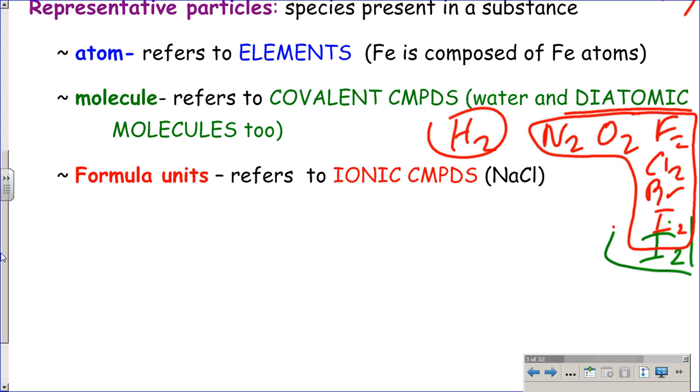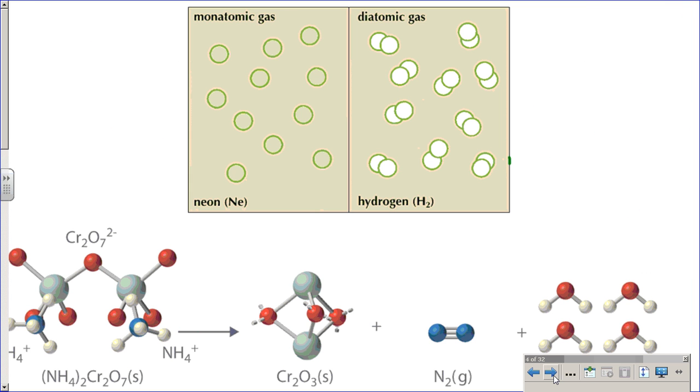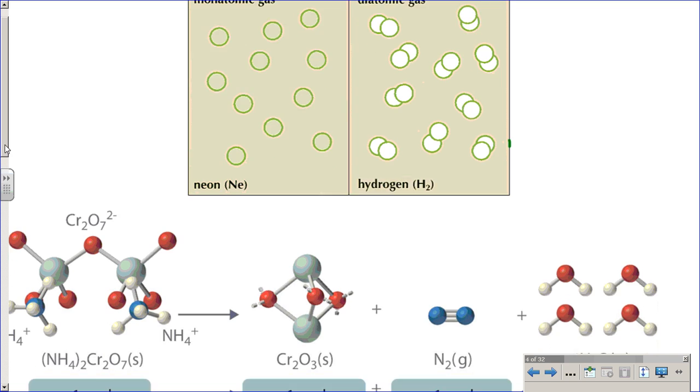All right, so let's look at some pictures. Let's see what these things look like, and then we'll get into some math. I know some of you guys are math happy. So, first one, neon, atom, molecule, or formula unit? Atom, because it's just straight from the periodic table. H2 gas, molecule. Name this.